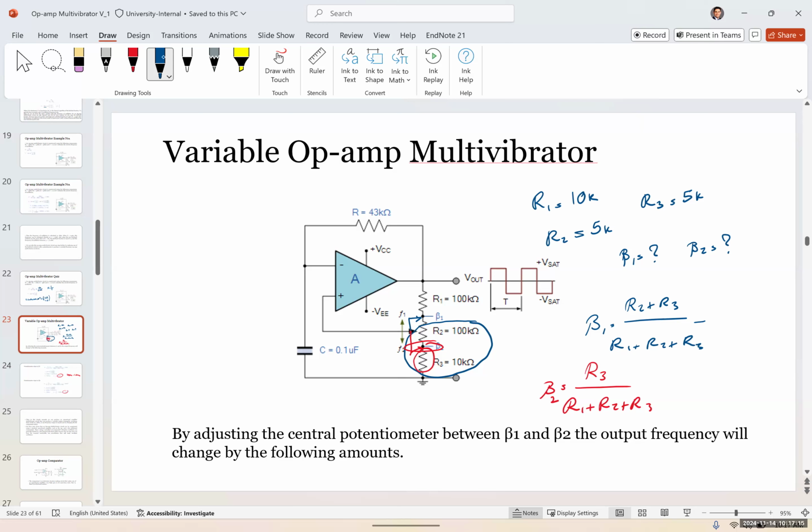What is beta 1? 1/2. Yes, 5K plus 5K over 10K plus 5K plus 5K. It's going to be 1/2. And beta 2 would be equal to 5 over, again, 5 plus 10 plus 5, which gives us 1/4. So beta 1 would be 1/2 and beta 2 would be 1/4. And we can calculate F1 and F2 based on beta 1 and beta 2 as well.